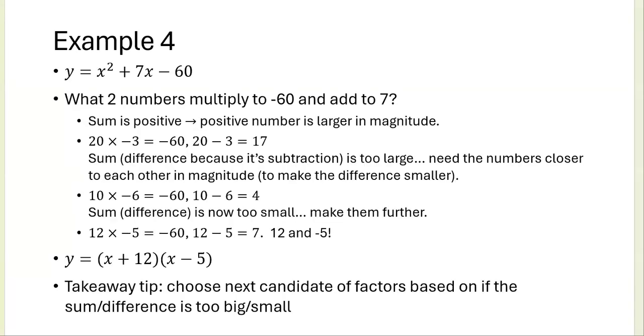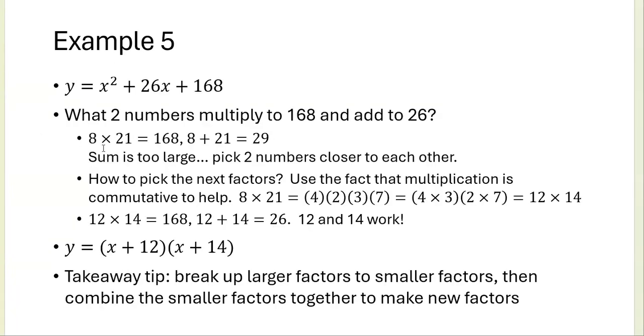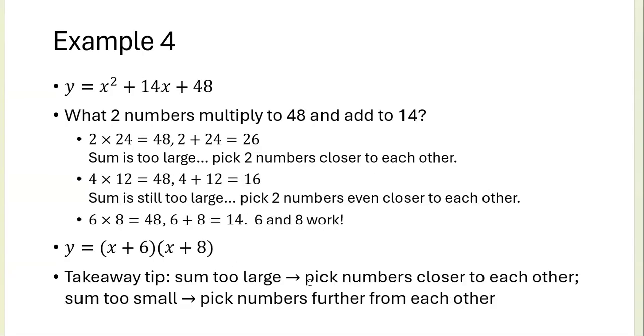Okay. Example 4. y equals x squared plus 7x minus 60. So we want two numbers that multiply to negative 60 and add to 7. And we're going to take the tip where, since that b term, that 7, is positive, we want the positive number to be larger in magnitude, okay? Now, instead of blindly choosing, let's go back to part 1 real quick. One of the tips was, this one, sorry: if the sum was too large, pick two numbers closer to each other. Sum's too small, pick numbers further from each other. We're going to do something very similar in this case, okay?